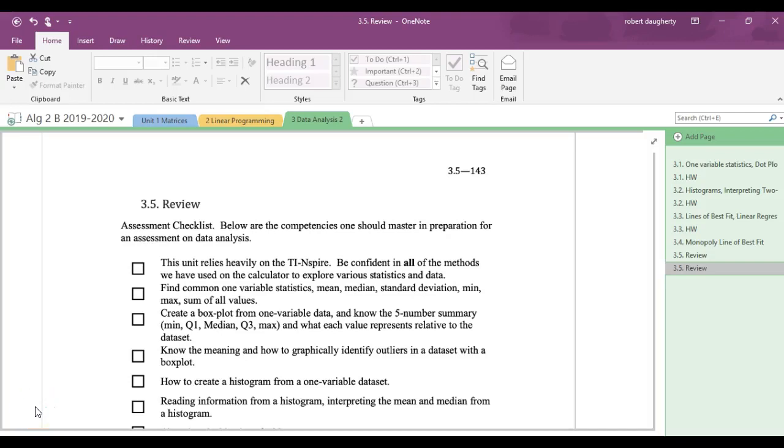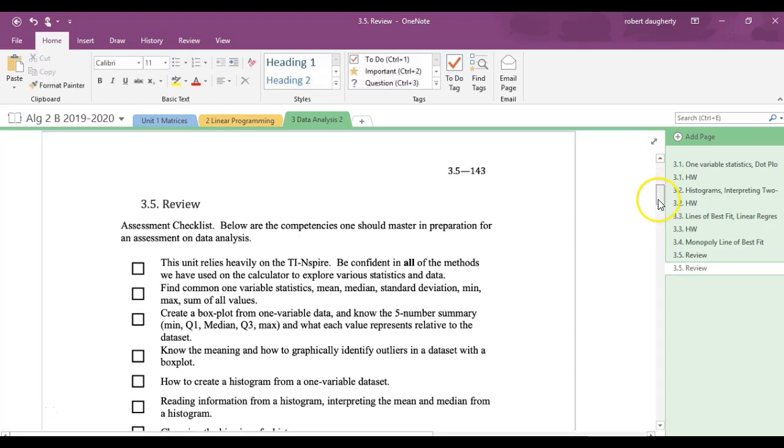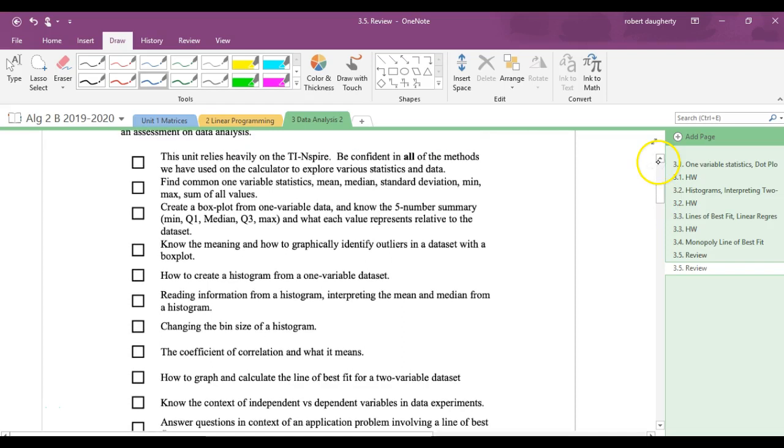Algebra 2, coming up for assessment number 3, data analysis. So real quick, just some reminders. You've got to have a TI Inspire. You've got to know the commands. This is heavy on calculator page, data and statistics page, spreadsheet page.